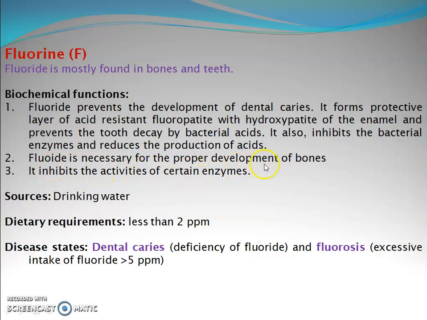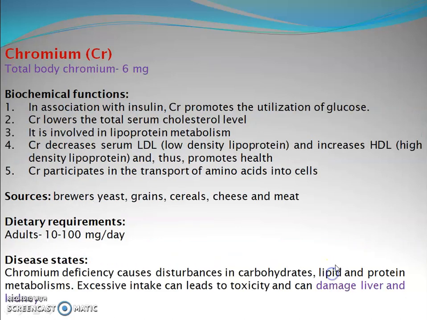Fluoride is necessary for the proper development of bones. It inhibits the activity of certain enzymes. Sources: drinking water. Dietary requirements are less than 2 ppm, that is parts per million. Disease state: dental caries, deficiency of fluoride, and fluorosis, excessive intake of fluoride, more than 5 ppm.